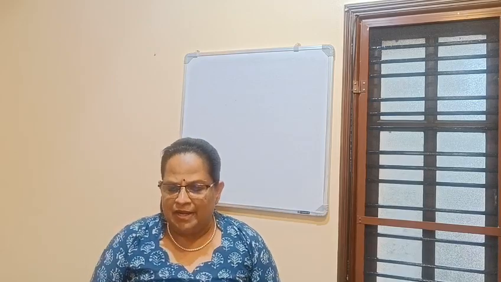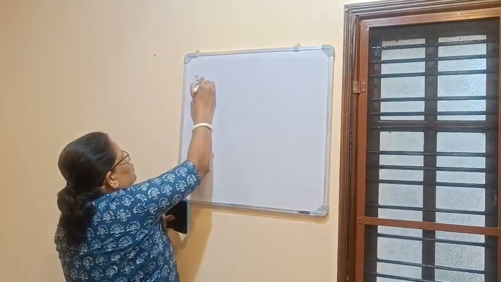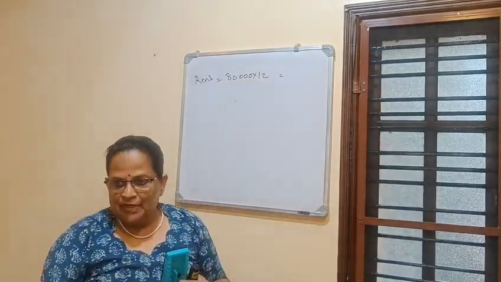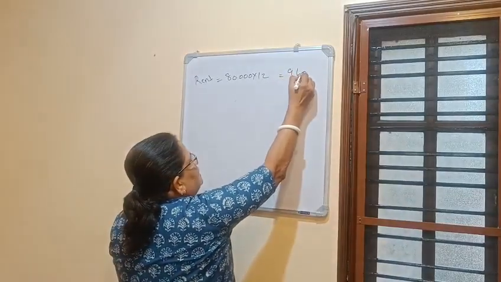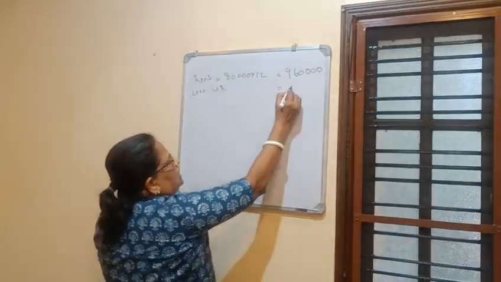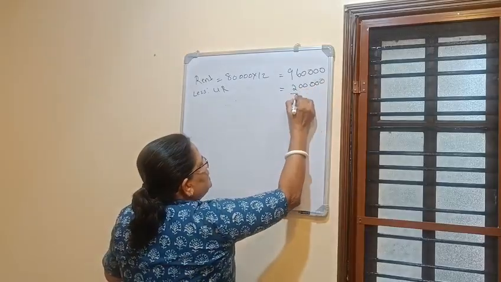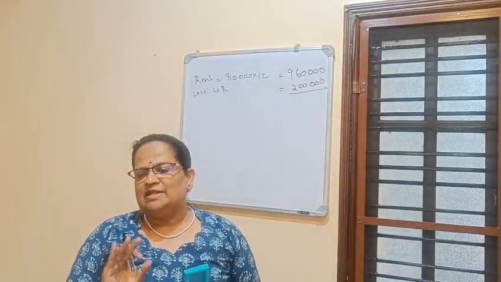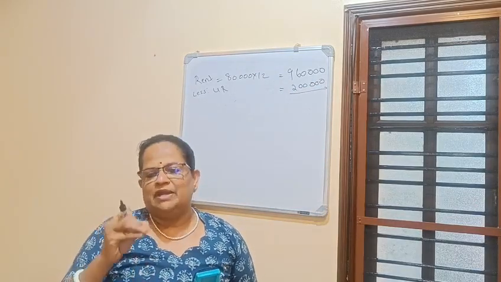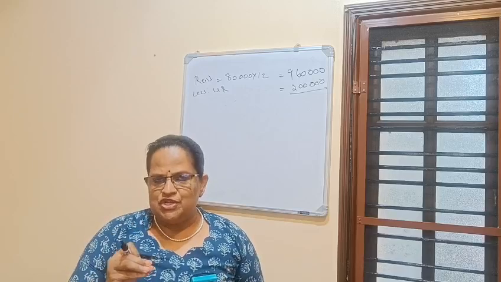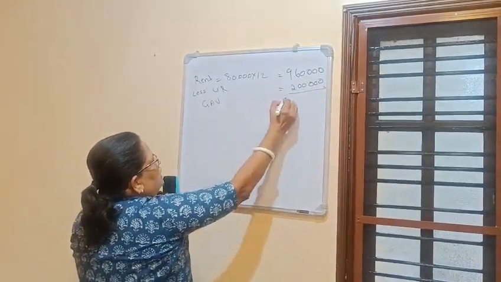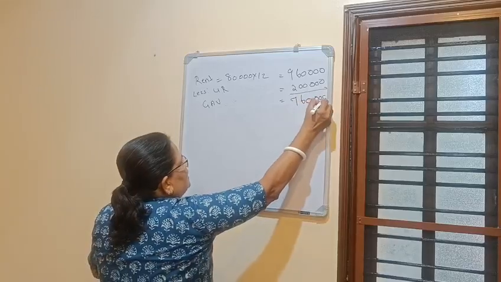Now, if you compute that, rent received is 80,000 into 12. The value is 9,60,000. Less unrealized rent. Unrealized rent, I have explained, is different from vacancy allowance. Vacancy is when they have not received any tenant for that house property. Unrealized rent means the tenant was there but he has not paid rent due to some reason. If it's mentioned conditions satisfied, then you can allow that. So gross annual value is equal to 7,60,000.